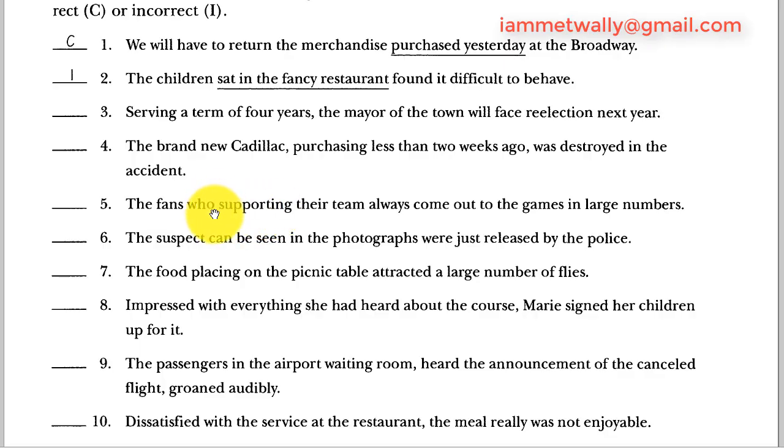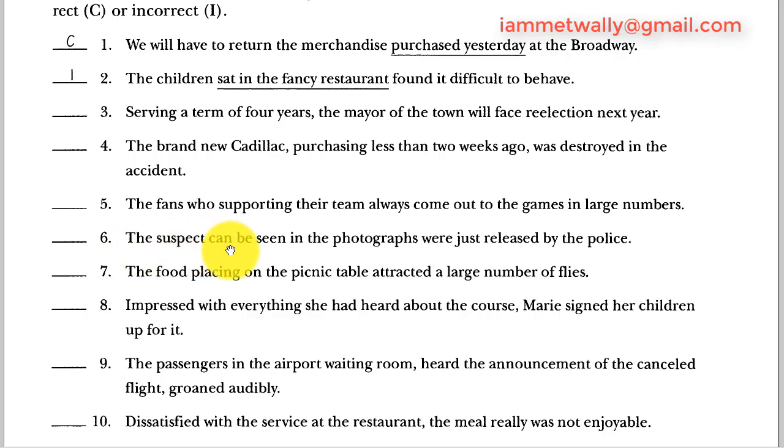Either put the verb to be here, so it should be "the fans who are supporting," or remove "who." The fans supporting their team always comes. Where is the verb of the fans? Come. This is the verb of the subject, fans. But "supporting" here, which is the adjective clause, "who supporting," it's wrong. It doesn't work. You should remove "who" or add the verb to be here. This is one of two answers.